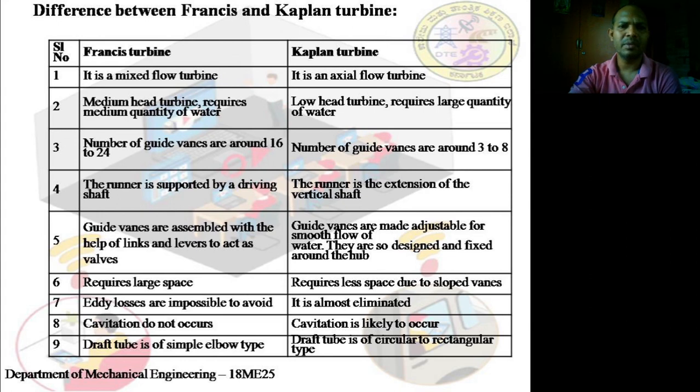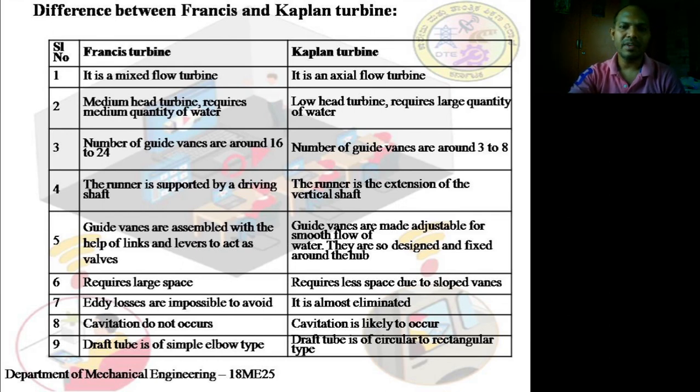In the Francis turbine, the runner is supported by a driving shaft. In the Kaplan, the runner is the extension of the vertical shaft. Guide vanes are assembled with the help of links and levers to act as valves, whereas here it is adjustable for smooth flow of water. Francis requires a large space and Kaplan requires low space. Eddy losses will be there in the Francis turbine. No eddy losses in Kaplan because it is an axial flow.